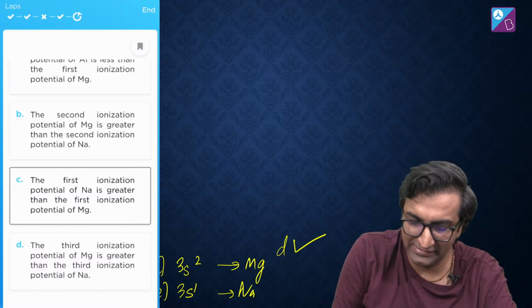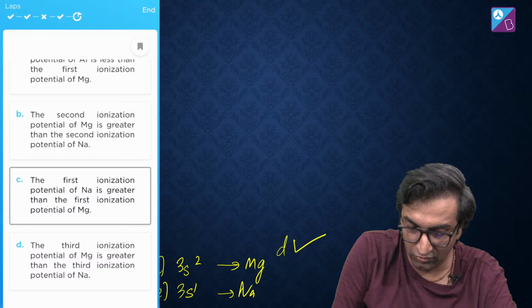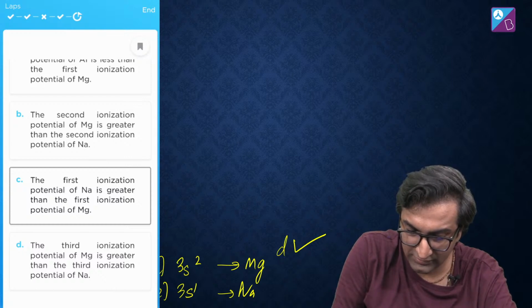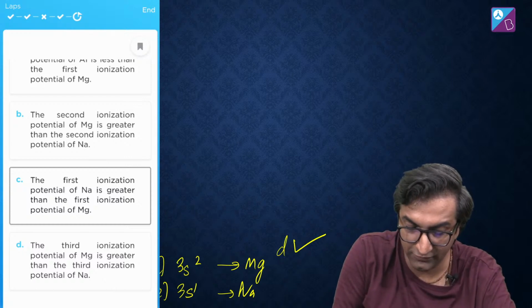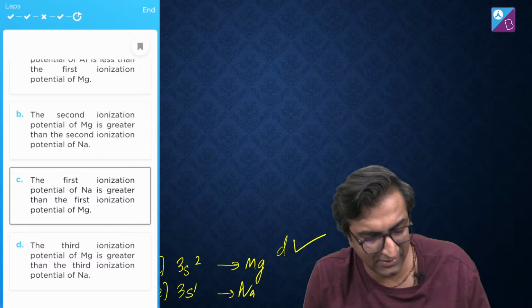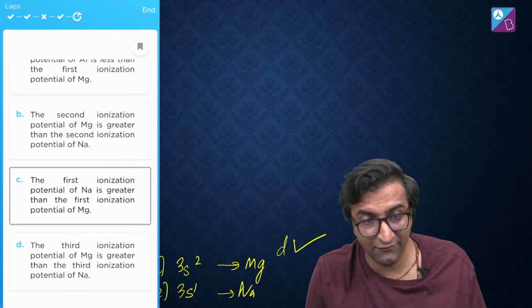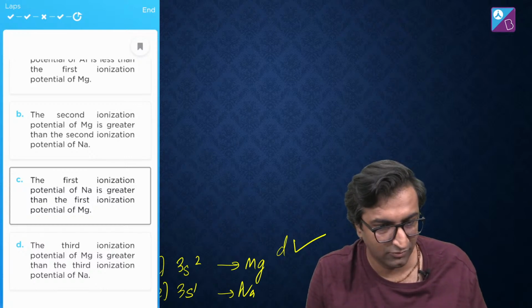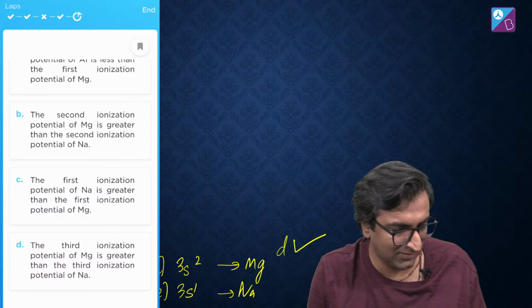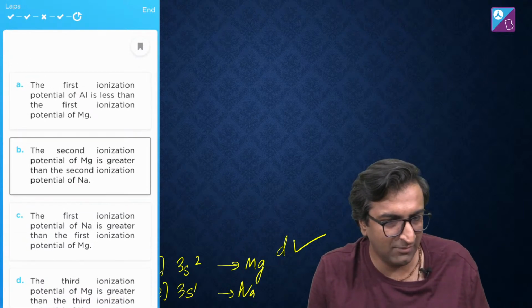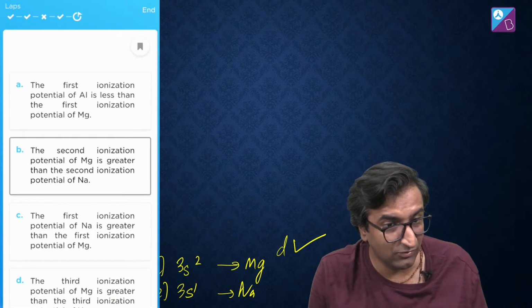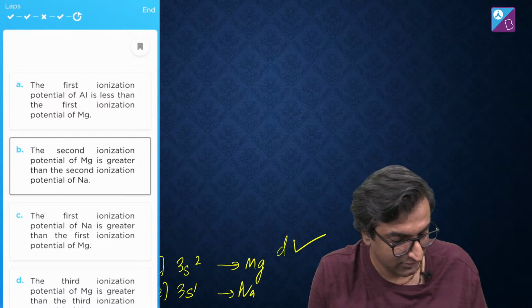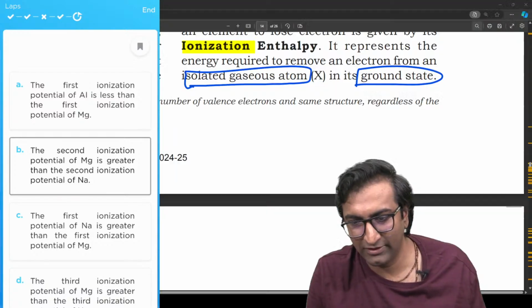I don't know about C. C is a little weird. B seems wrong though. B: second ionization potential is greater than second ionization potential of... No, that's not possible. B is not even possible. Right? I think B is wrong clearly. C, maybe I could be confused, but B is definitely wrong. You think it's C? B is definitely incorrect. There is no doubt at all about B. C, you are saying C? A lot of you are saying C. Bro, let's look at the data then.